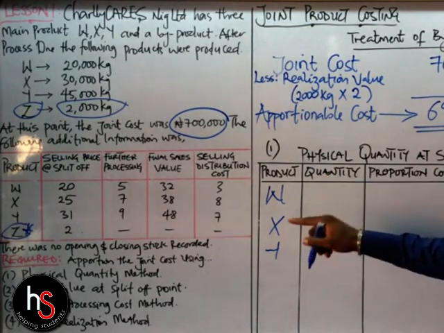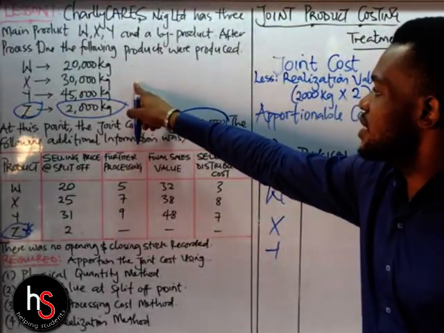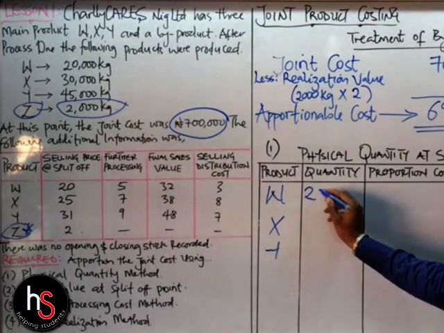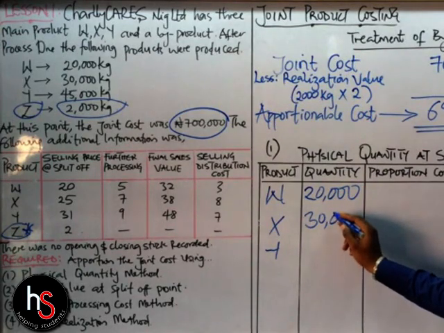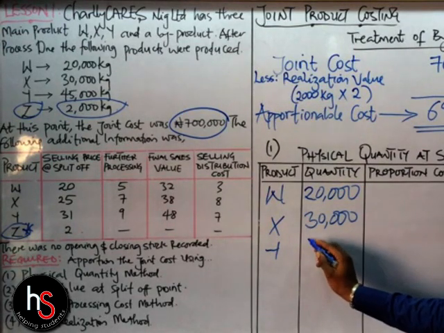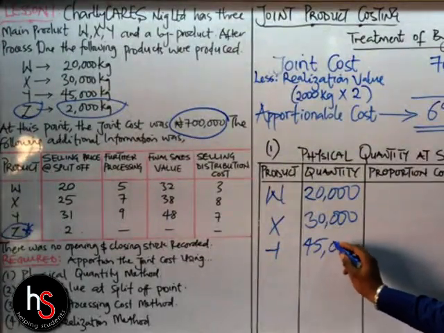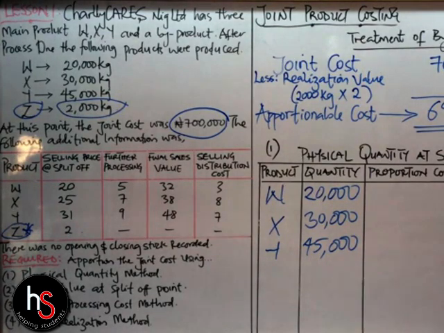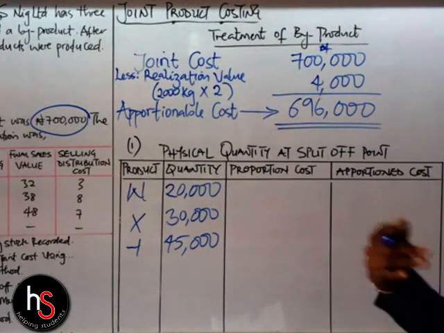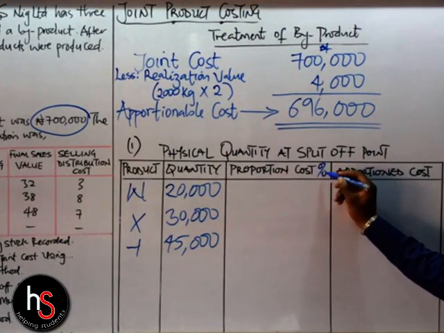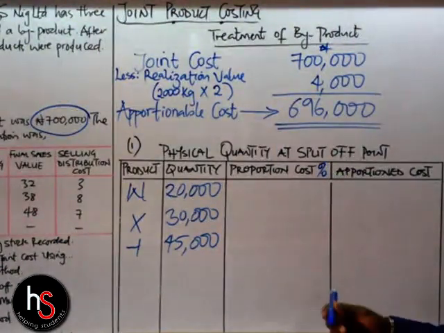So what is the quantity? The quantity is 20, 30, and 45. So we'll have 20,000, 30,000, and 45,000. So we'll come over to get our proportion cost. Now, this proportion cost is also known as the percentage, right? It's also known as the percentage.